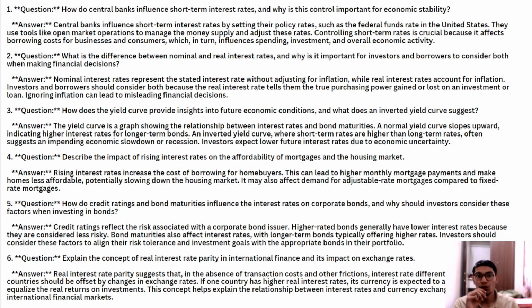How do central banks influence short-term interest rates and why is this control important for economic stability? Central banks influence short-term interest rates by setting policy rates such as the federal funds rate in the United States. They use tools like open market operations to manage the money supply and adjust rates. Controlling short-term rates is crucial because it affects borrowing costs for businesses and consumers, which in turn influences spending, investment and overall economic activity.